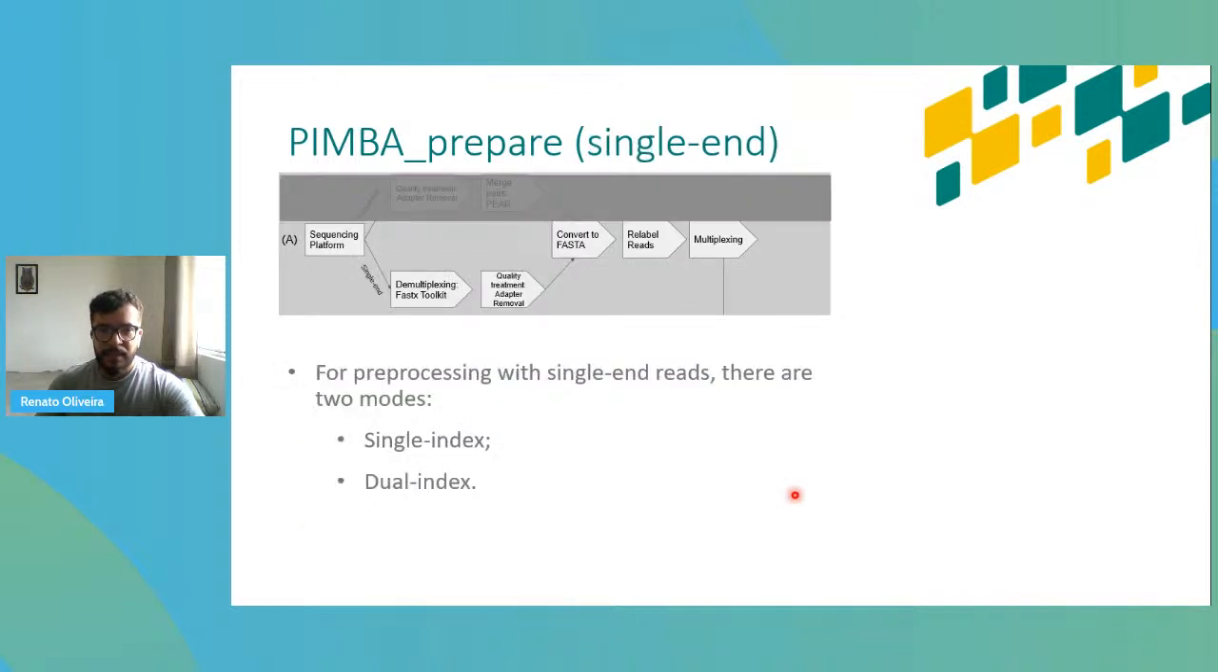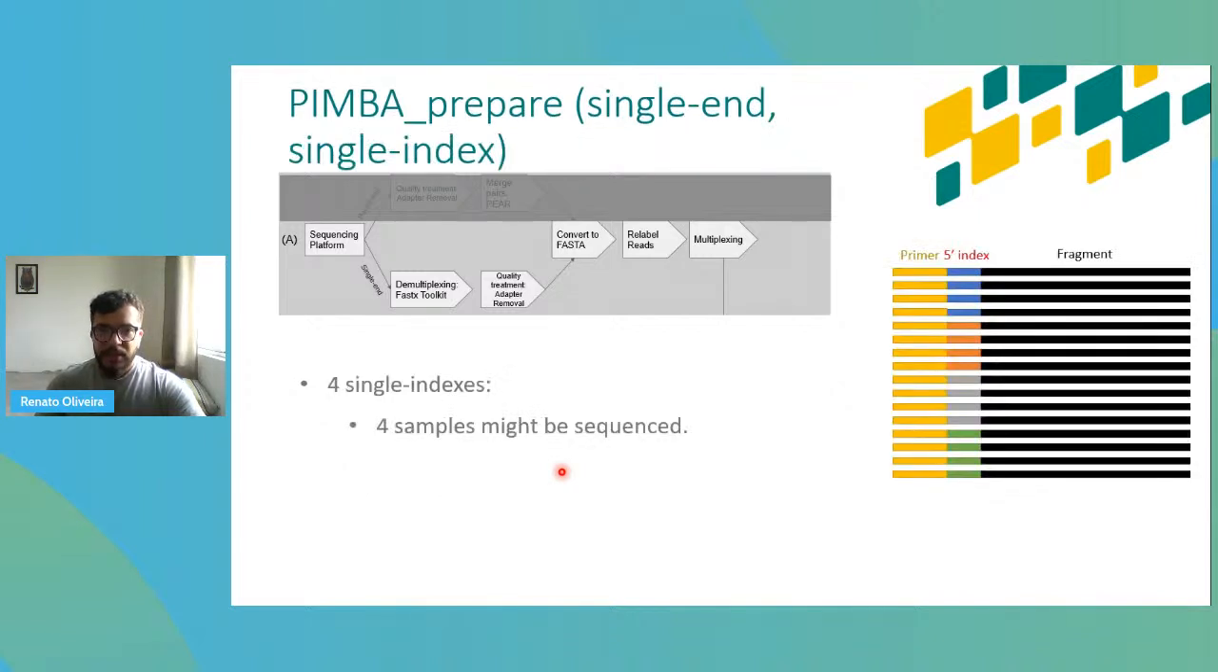In the case of single-end reads, it gets a little more complicated because when you sequence single-end reads, you can use either single index or dual indexes to multiplex your samples. In the case of single indexes, for example, if you use 4 single indexes, you will be able to sequence 4 samples in a single sequencing run. So in here I have an illustration.